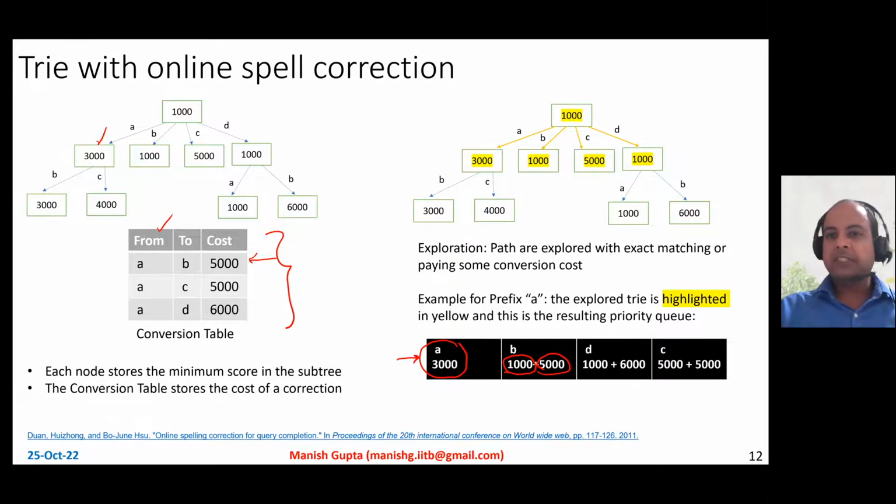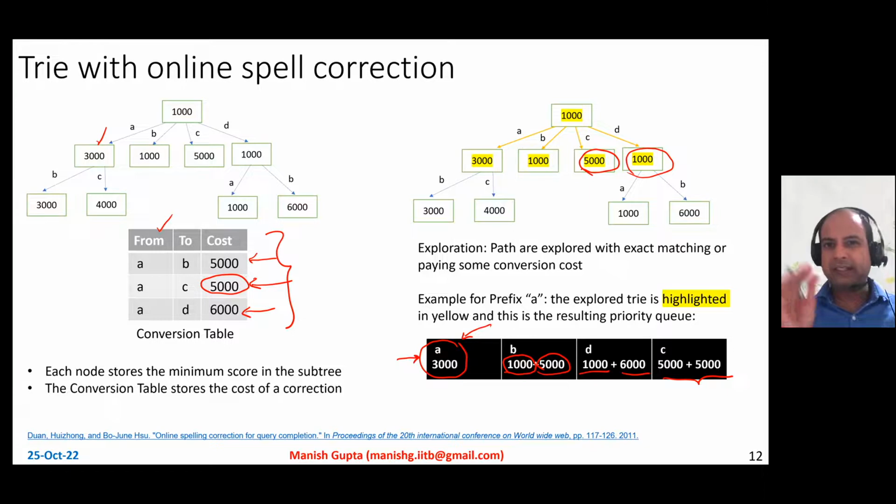Okay. So similarly, if you were to think of replacing A with D, well, the table says that you incur a cost of 6000 as well as you have a score of 1000. So that's basically the overall score. Or basically, if you want to convert the prefix A to C, well, you incur a cost of 5000 plus 5000. Okay. And then you can sort it by the scores and then return the lowest one, because remember we said that the lower the score, the better the overall quality of the suggestion is.